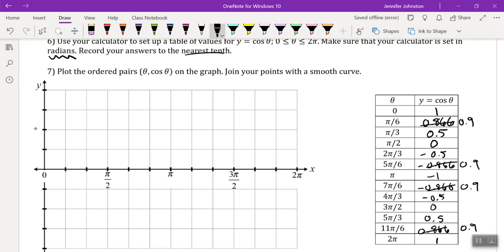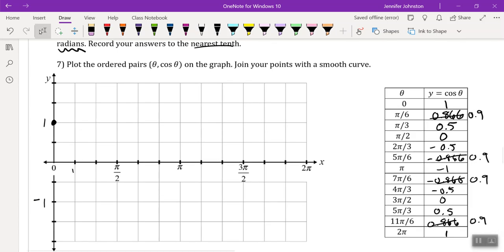This is at 0 and 1. So 0, 1 is right here. And then we're at pi over 6. So this is like pi over 6. This would be pi over 3 and pi over 2. Pi over 6 is just a little bit down. And then pi over 3 is a half. And then 0. And then next we have 2 pi over 3 is at negative. And then a little bit of that here.